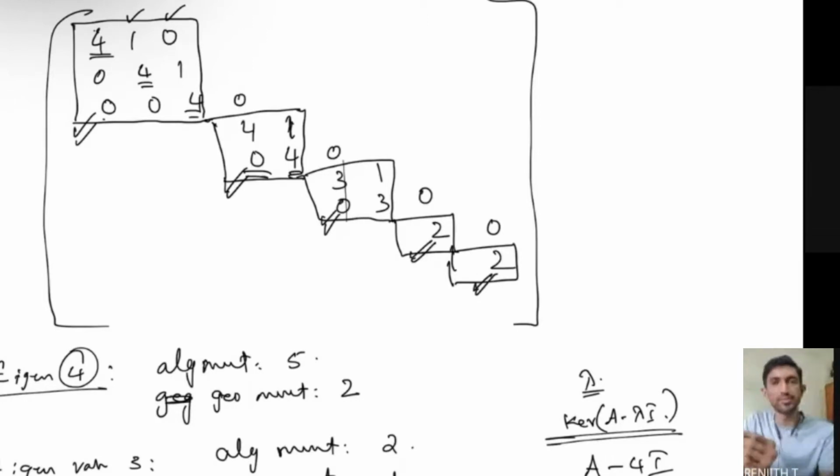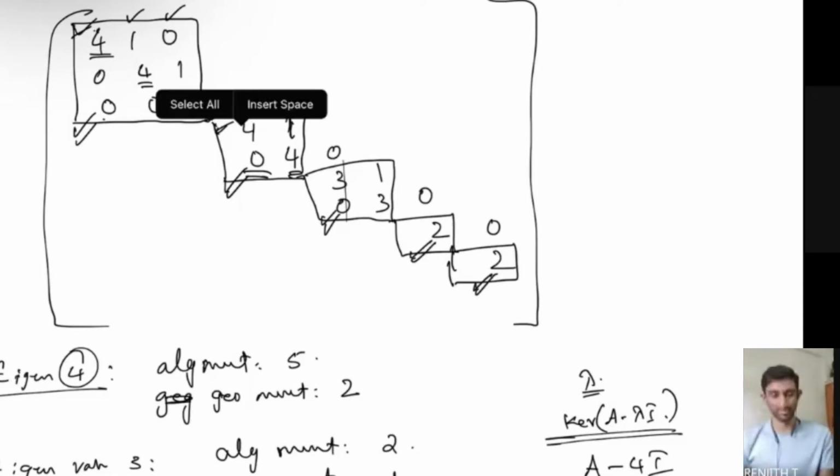So how many columns are going to 0? That is the number of eigenvectors, right? That is the number of linearly independent elements in the kernel. Here one is there, here one is there. So the geometric multiplicity is 2. There is one more better way.